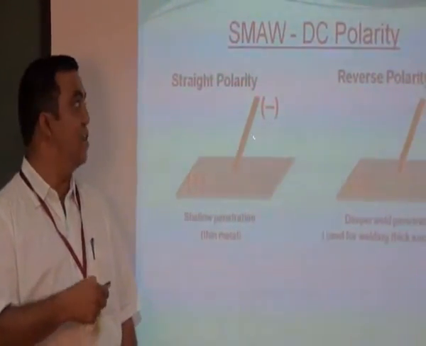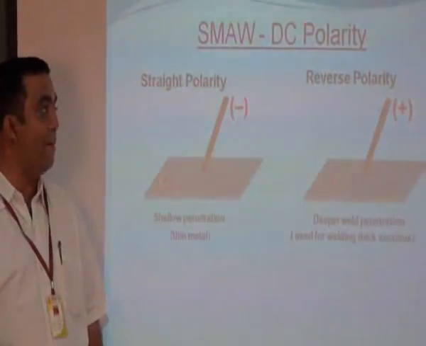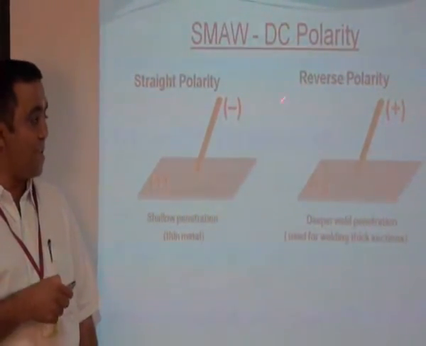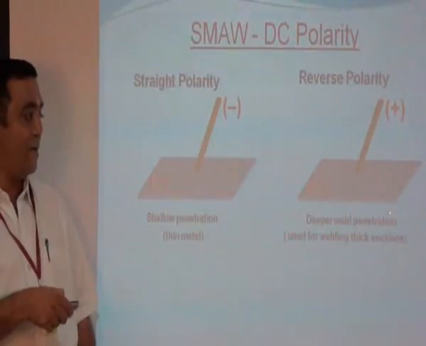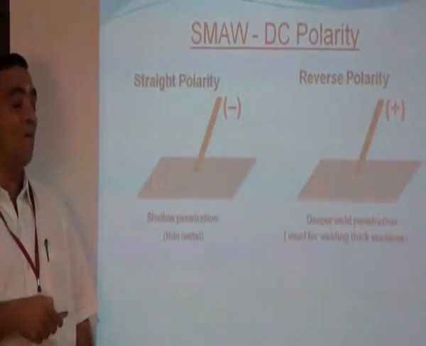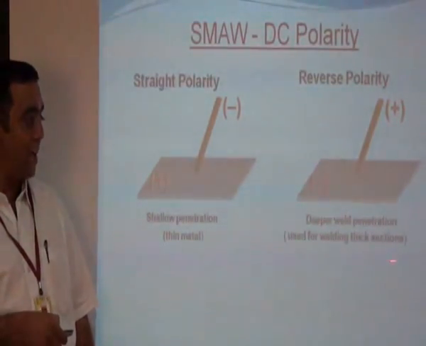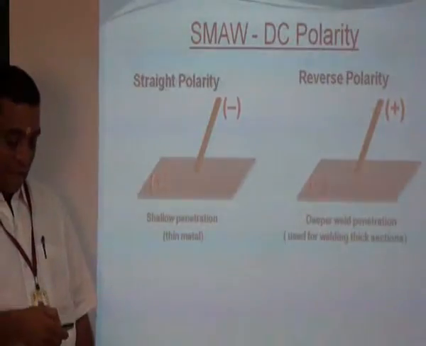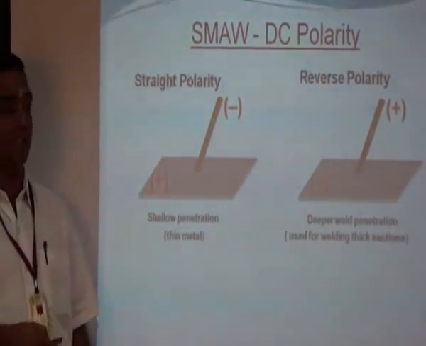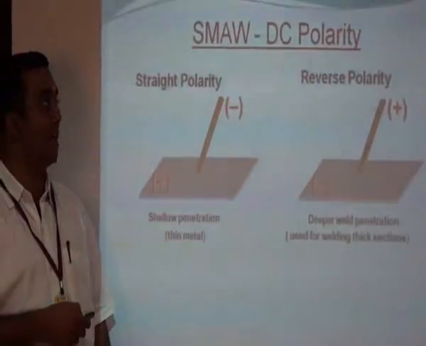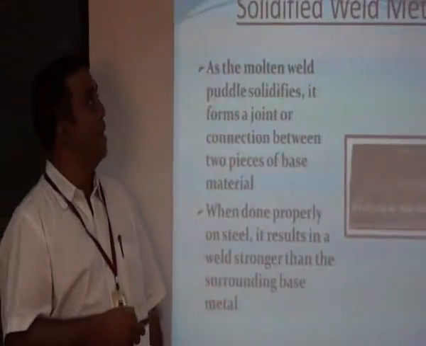And for thin materials, you can go in for straight polarity. And for reverse polarity, we will have a deeper weld penetration, and it is used for welding thick sections. In this shielded metal arc welding process, only DC current is used and no alternating current can be used for welding purposes.